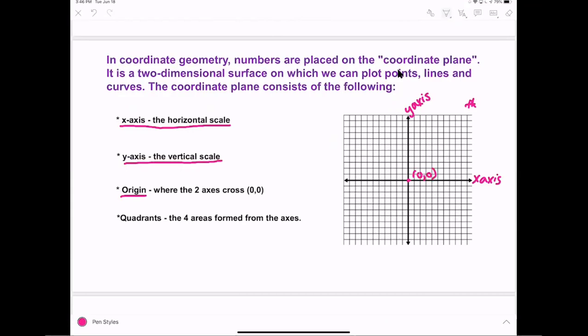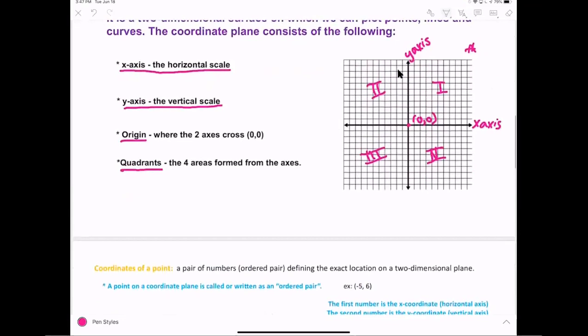Once you cross the two lines, notice that there are four different areas that we can name as quadrants. We can name those quadrants as quadrant I, quadrant II, quadrant III, and quadrant IV. Also, when we're naming quadrants, we use Roman numerals. We do not use the numeral 1 or the numeral 2. We use Roman numerals to name those quadrants.